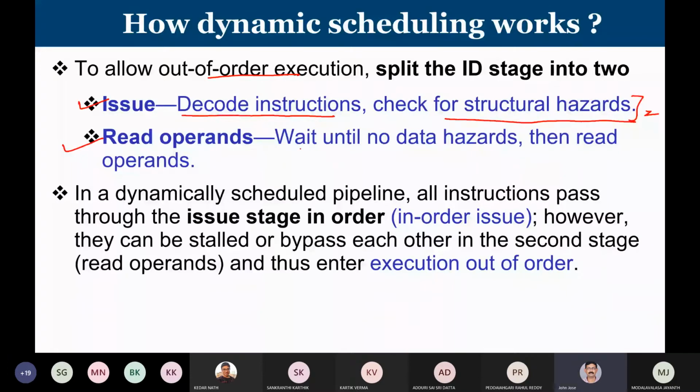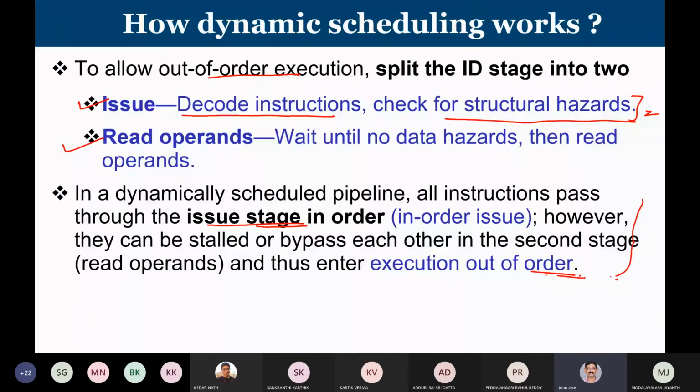And then we see whether operands are available. If operands are not available, I can still issue, and the instruction will wait in the reservation station. So in a dynamically scheduled pipeline, all instructions pass through the issue stage in order. This is compulsory. If issue is not allowed, everything after that also will not be allowed. However, they can be stalled or bypass each other in the second stage and thus enter execution out of order.